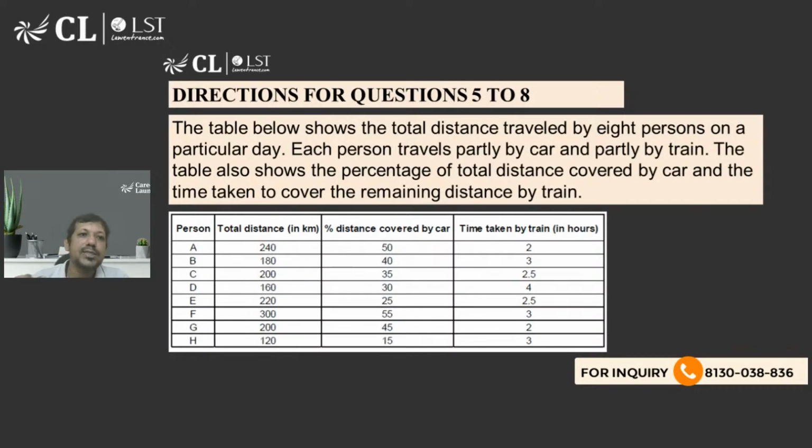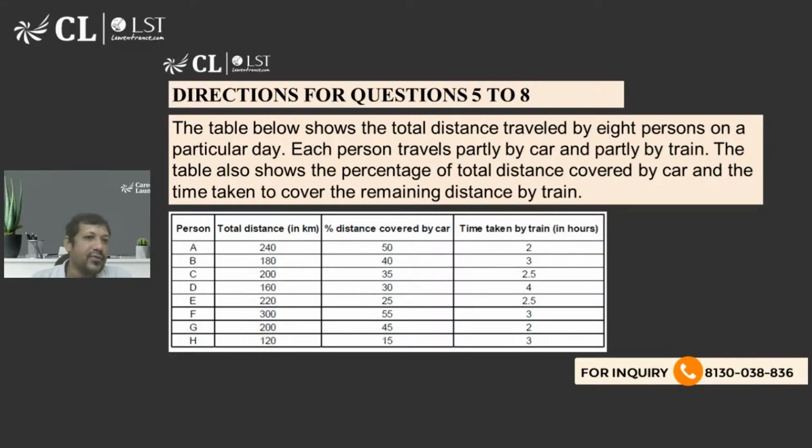Now let's come to this. Yes, yes, yes. When both the objects are moving, you take relative speed. When one object is static and the second object is moving, we take actual speeds.